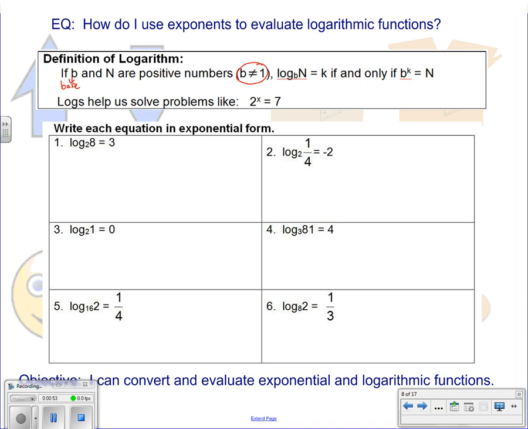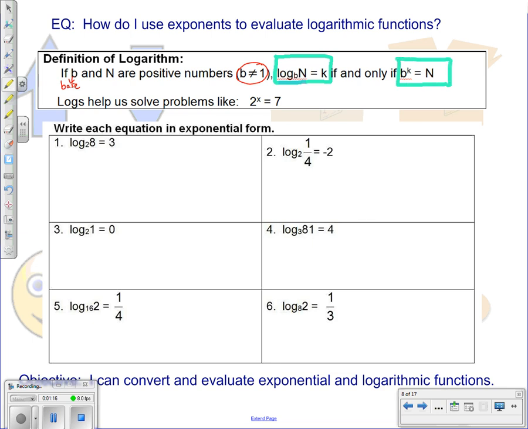So what this definition tells us is that if we are given a log equation in this form, and it is read log base b of the number n is equal to k, then we know that we can rewrite that as an exponential function. You have the base b being raised to the exponent k, and that equals n, which is the number you were initially taking the log of.